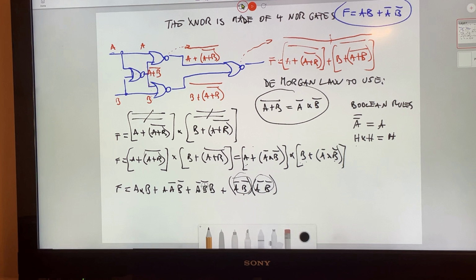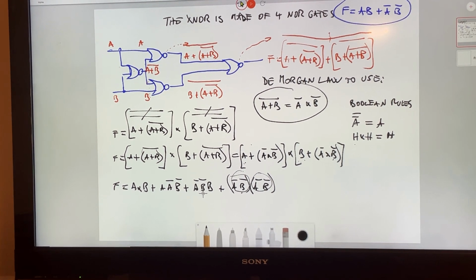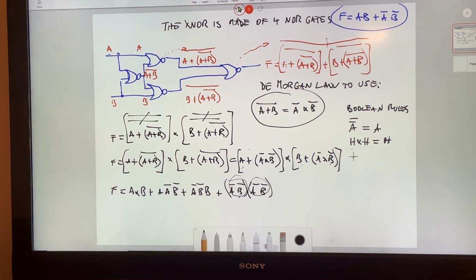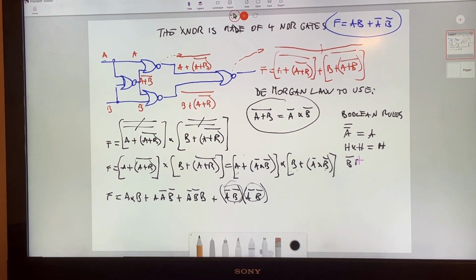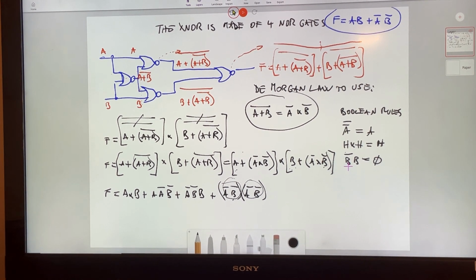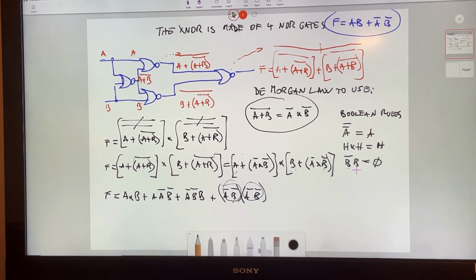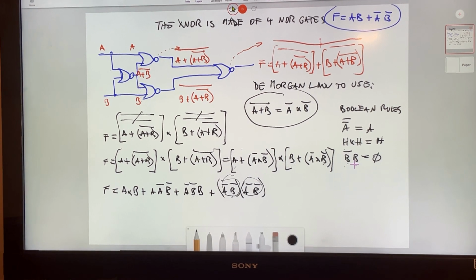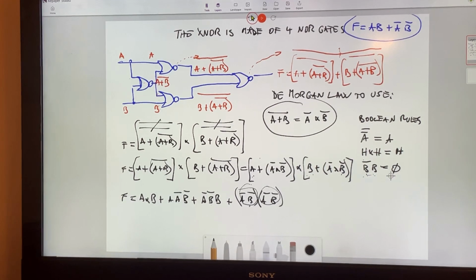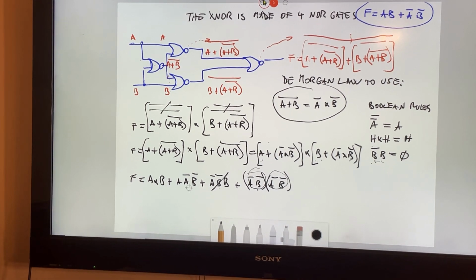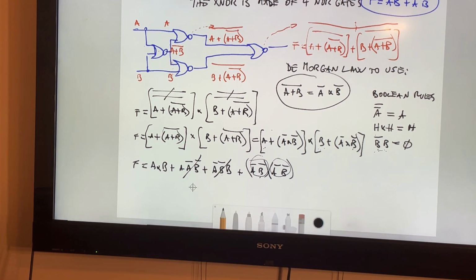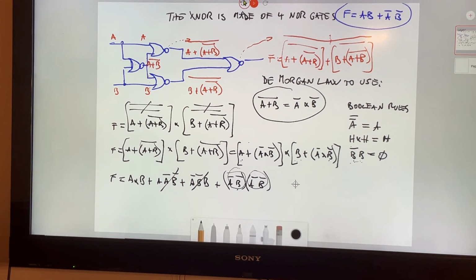But remember what happened before. We have B bar times B. We write it here. B bar times B. This is always a 0. We discussed it before. Why? Because if B bar is 1, B is a 0. If B bar is 0, B is a 1. So one of them is going to be 0 anyway. So 0 times anything else is a 0. So this one cancels out. This one cancels out because you have A times A bar. And then you have the final expression over here.